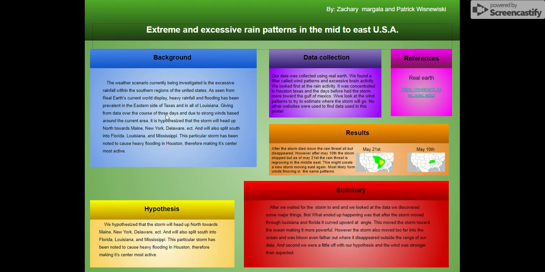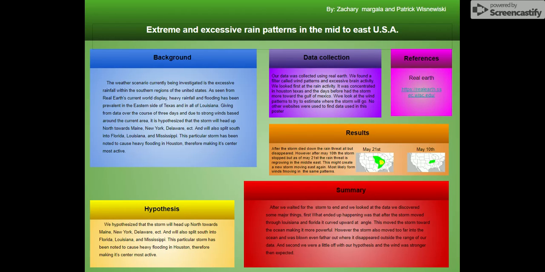Our weather scenario currently being investigated is excessive rainfall in the southern regions of the United States. This is a project to investigate a weather scenario or recent events that happened in the world based off the Kozick-16 satellite. We chose excessive rainfall within the southern states of the United States.